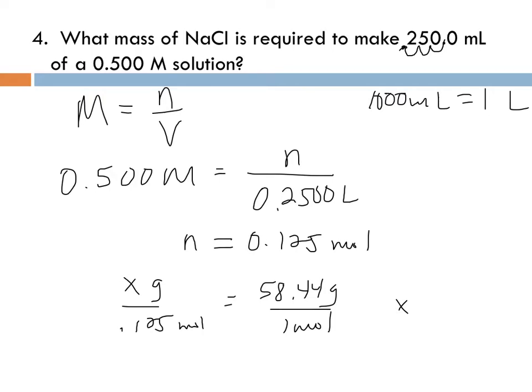Again, 58.44 grams per mole is the molar mass of sodium chloride, 1 sodium, 1 chlorine, and we get 7.31 grams of sodium chloride to make the 250 milliliters of 0.500 molar solution. I'm rounding to 3 significant figures because that is the lowest number of significant figures between the 0.500 molar and the 250 milliliters. So hopefully now you know how to calculate the molarity of a solution, or to calculate one of the other variables given the molarity of a solution. If not, go back please and rewatch this video.